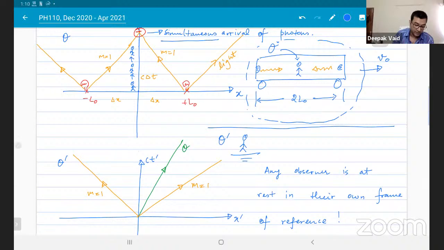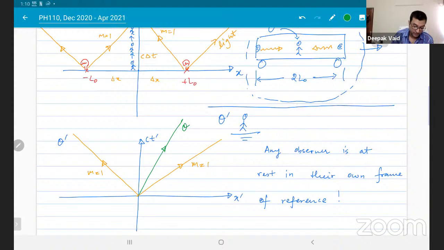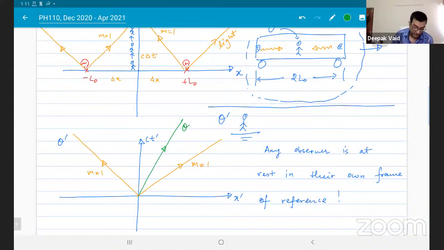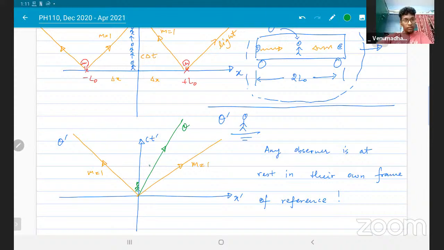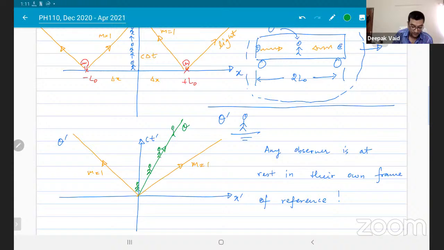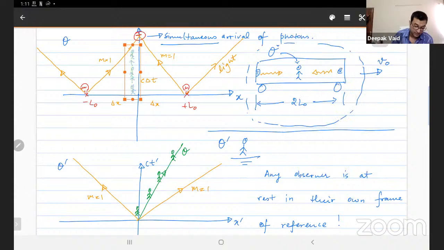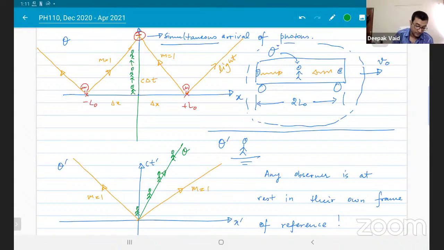So this is the world line of the observer O in O's frame of reference, right? What is the world line of this observer in O prime's frame of reference? It's this green line. So as seen by O prime, what is this observer doing? Moving along this line, right? And I'll make this guy green to make the colors similar.